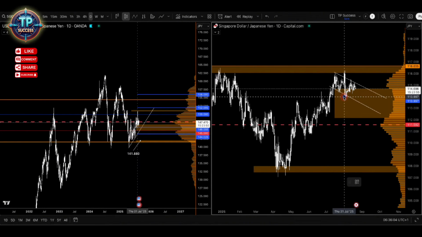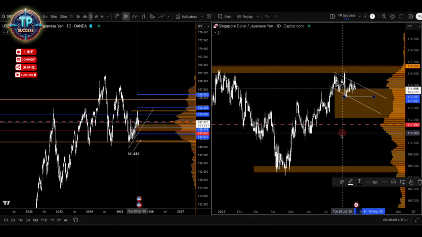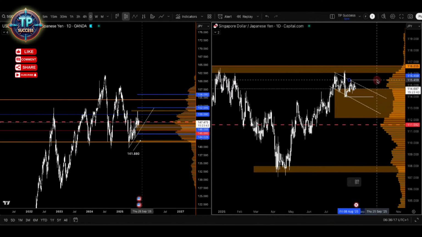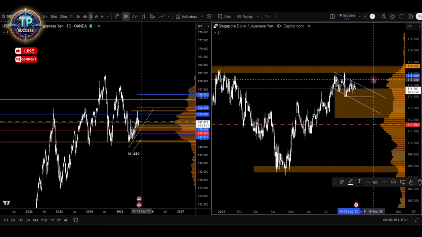You could use Fibonacci to help you with this, right? You could use the fib to help you with this, or you could just do it the way I'm doing it, which is just straight eyeballing it, right? You're going to use something like this to help guide you in, right?